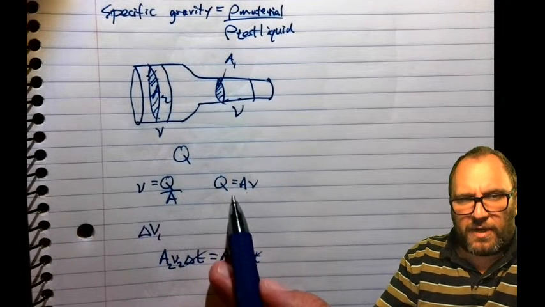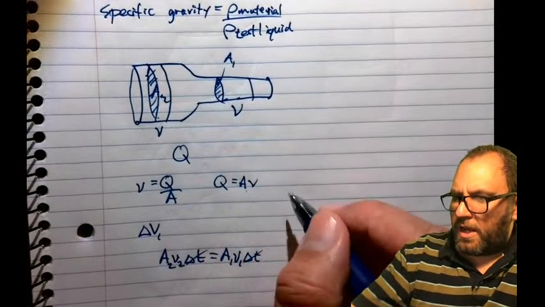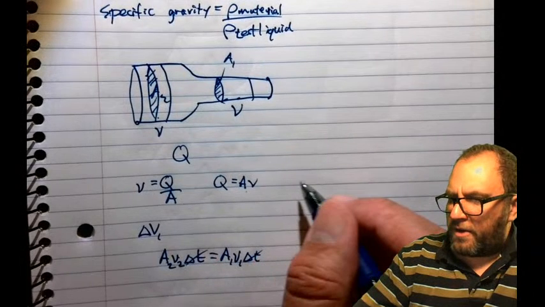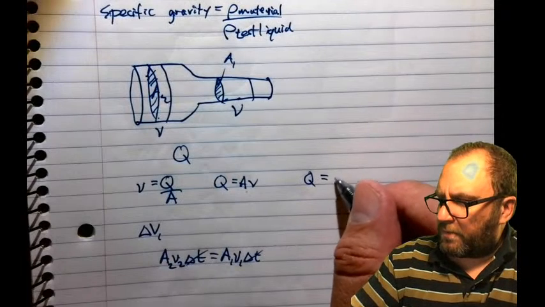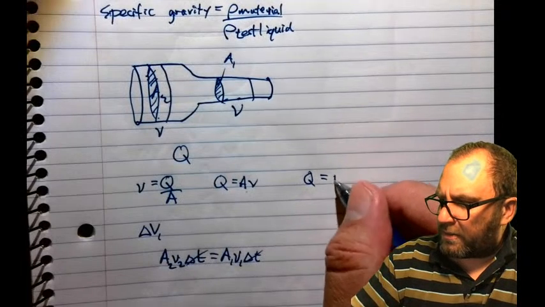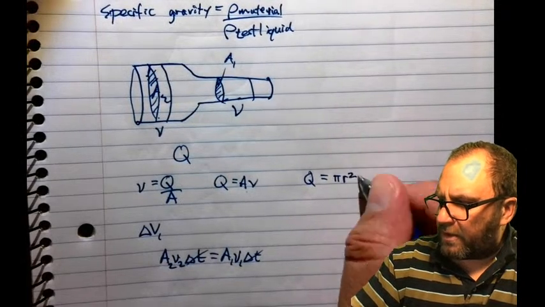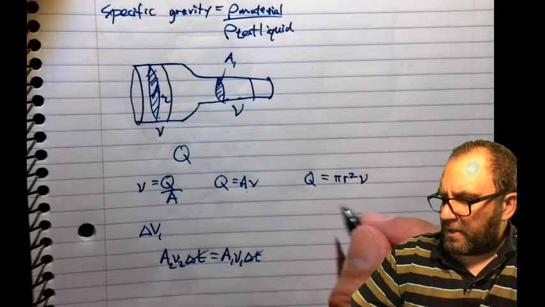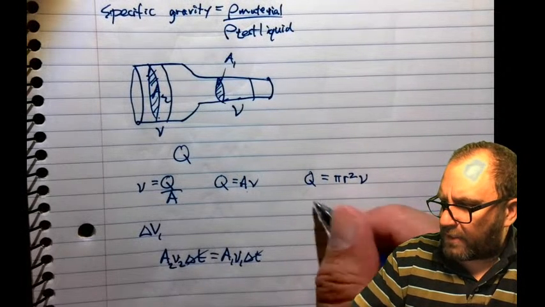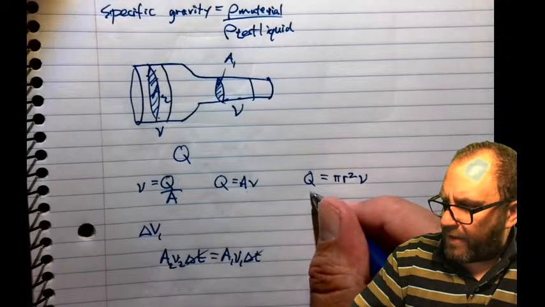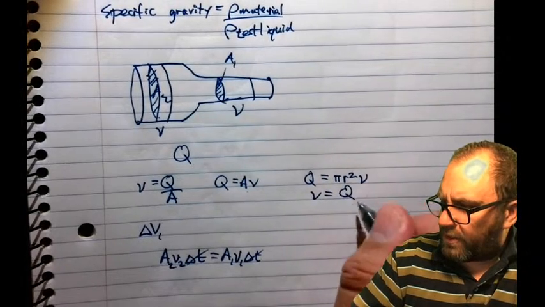We could use this equation here, okay, and for a pipe, so Q would equal our area, so this would be pi r squared times V. So if we wanted to solve for our velocity here, then we would have V is equal to Q divided by pi r squared.